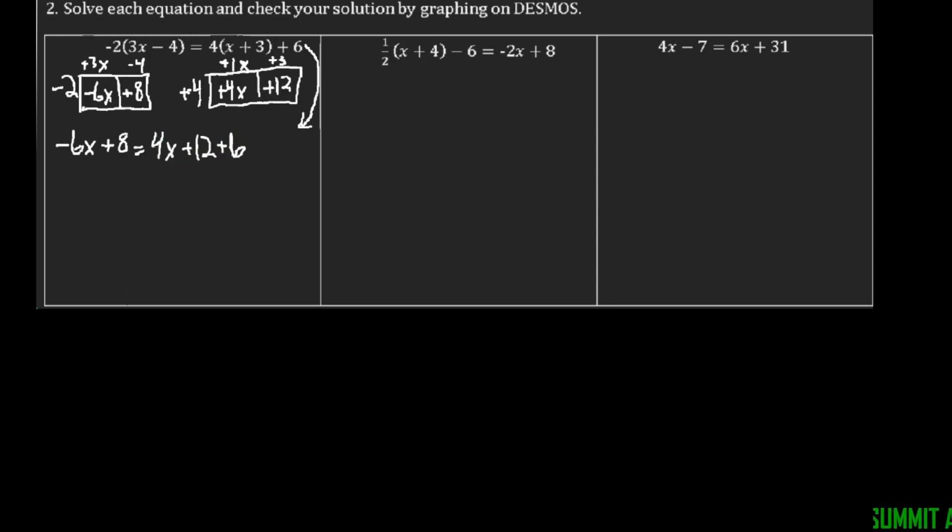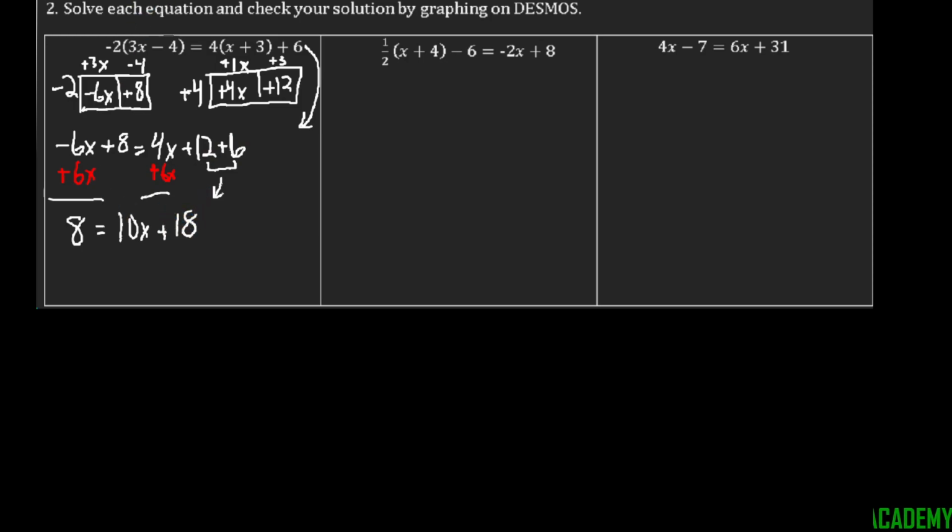All right, since I have variables on both sides, I need to get rid of one of them. Find your lower coefficient. So I'm going to say that negative 6 is going to be our lower one. So I add the opposite. So I add 6x to both sides. I need to get the variables to one side. And I can do this step where I add these two together. So on my left side, I just have 8. And on my right side, I have 4 plus 6x is 10x. And then I have 12 plus 6 is 18.